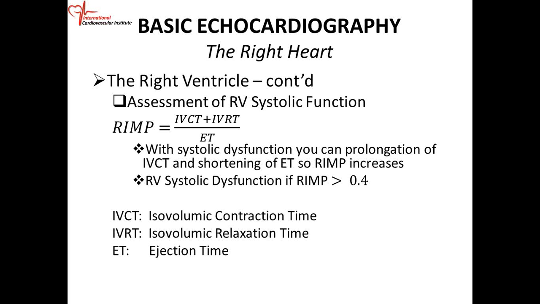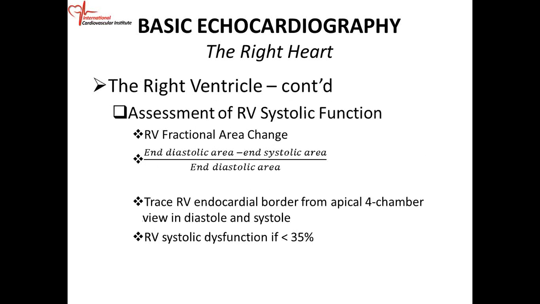We can also do RIMP using tissue Doppler. I'm probably going to come back to that. Tissue Doppler is more accurate because you use just one image, as opposed to when we're using the pulse wave Doppler, where we do the tricuspid inflow and then the flow across the pulmonary valve. So we use two images, and they might not represent the same frame. You should always try to get them in the same frame. It's difficult, but with tissue Doppler, we can do it. We'll get back to that.